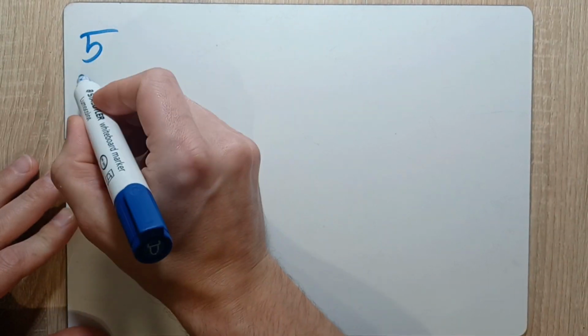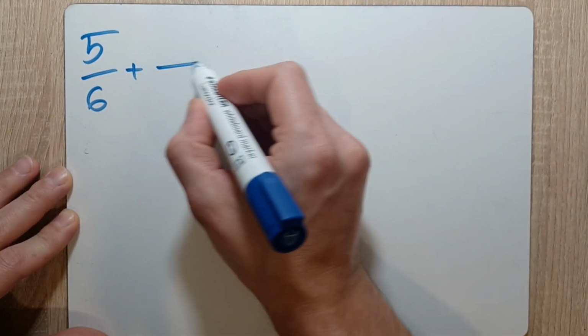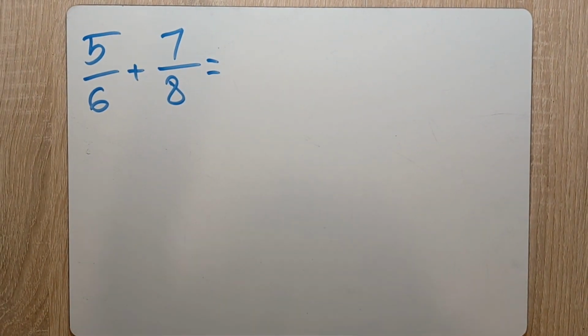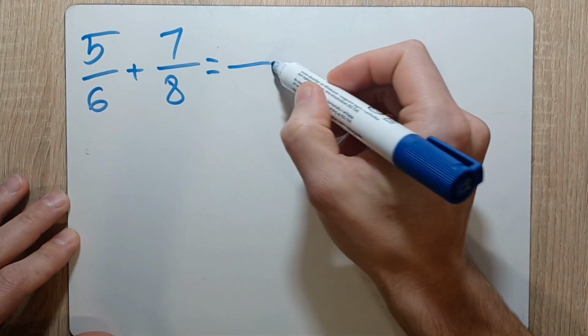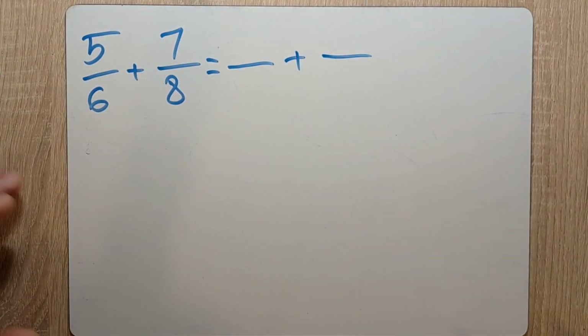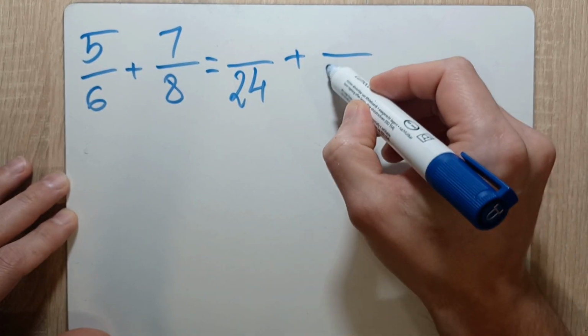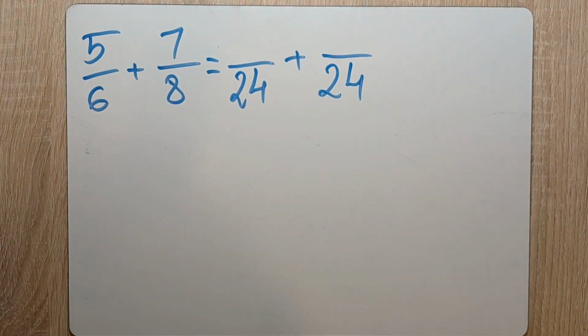5 over 6 plus 7/8. We know that 6 times 8 is 48, but I want to use the lowest common multiple here. So the lowest common multiple for 6 and 8 is 24. So 24 goes here as our common denominator.